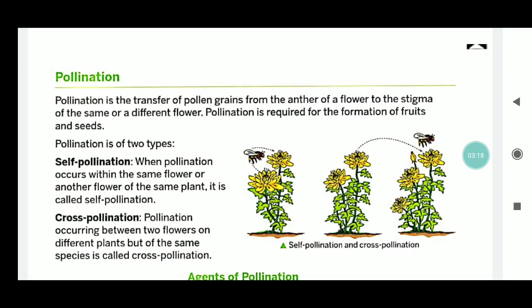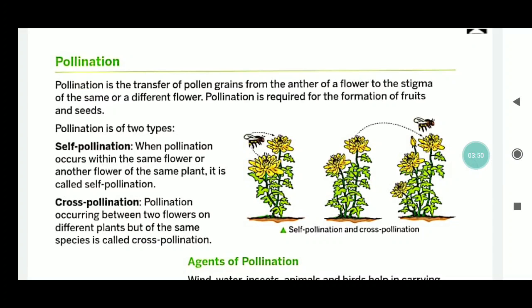Now we will move to cross-pollination. It is a more complex type of pollination that involves the transfer of pollen from the anther of one flower to the stigma of a different flower. Some examples of cross-pollination are roses, apple, grapes, strawberries, etc. These are the plants where cross-pollination occurs. Here pollination occurs between two flowers of different plants but the same species, and that is called cross-pollination.